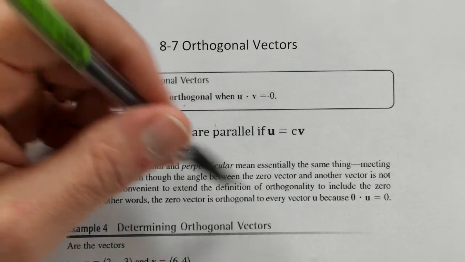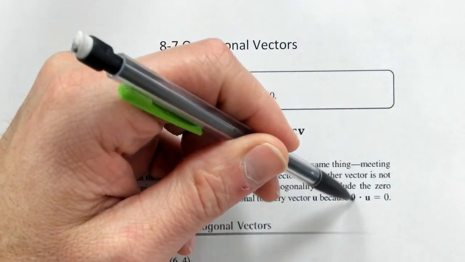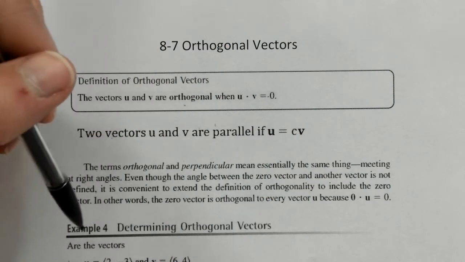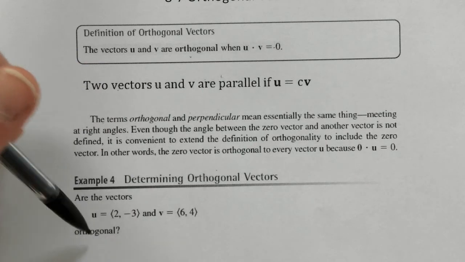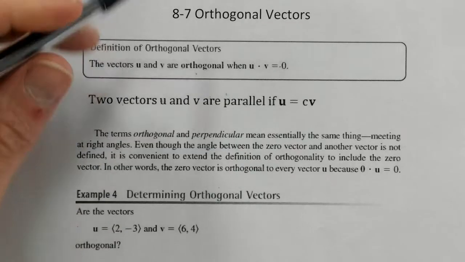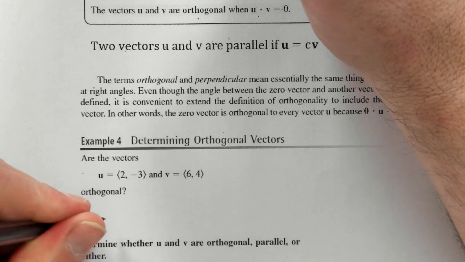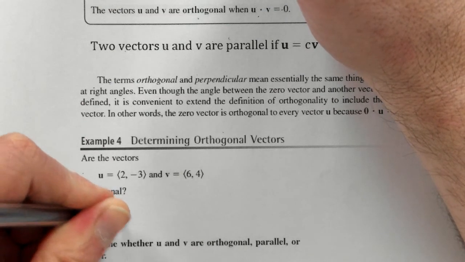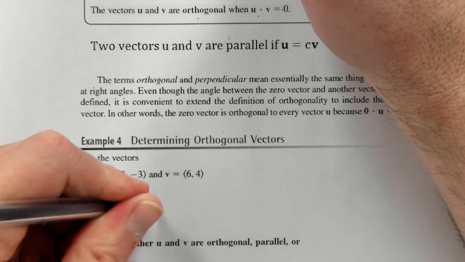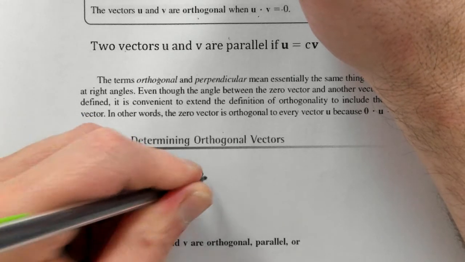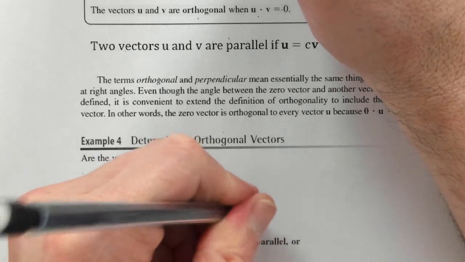All right. Just talking about the 0 vector, 0 times the vector is equal to 0. Determining orthogonal vectors: are these two vectors orthogonal? They would be orthogonal when their dot product is 0, so let's see if it is. I want to do the dot product of u times v. That would be 2 times 6, which is 12, minus 3 times 4, which is 12. 12 minus 12 equals 0. So since the dot product is 0, the answer is yes.